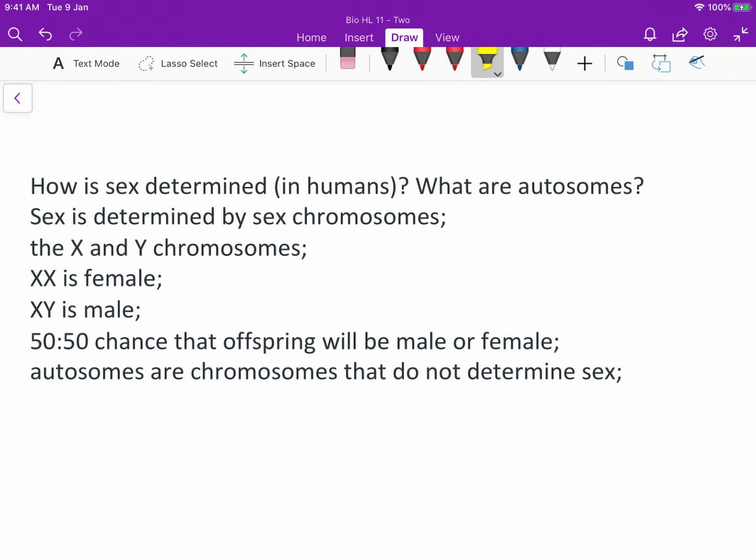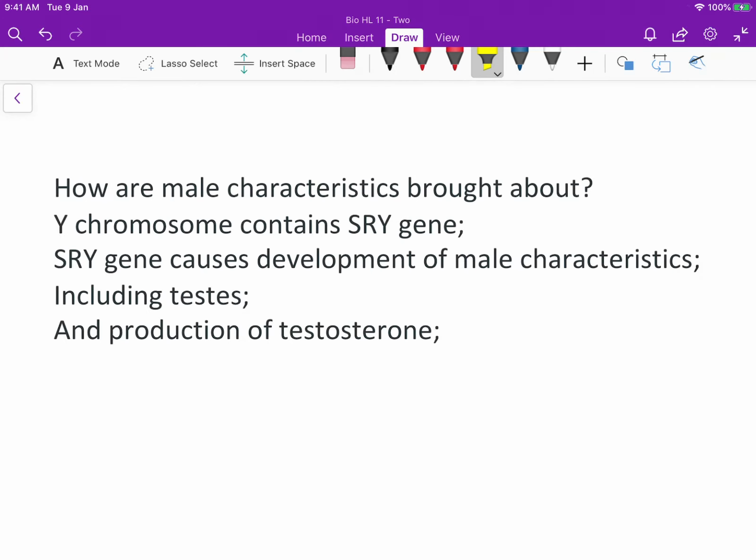So here's the summary of all those points. Sex is determined by the sex chromosomes, the X and the Y. XX is female, XY is male. 50-50 chance, because sex is determined by the Y chromosome, with male characteristics being brought about by the SRY gene on the Y chromosome. The SRY causes the development of male characteristics through development of the testes and production of testosterone, which then switches on genes for male development.